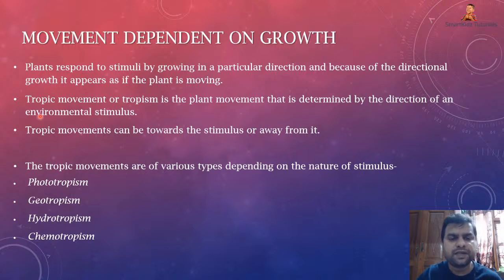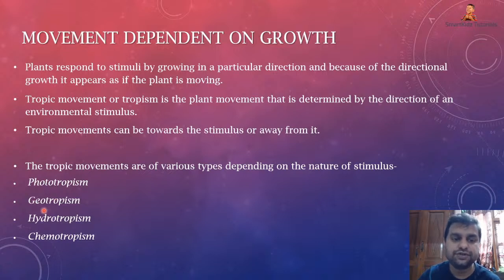So tropic movement, or tropism, is the plant movement that is determined by the direction of an environmental stimulus. And we'll see there are different examples. We have 4 different ones. Tropic movements can be towards the stimulus or can be away from it. Now we have tropic movements of various types depending on the nature of the stimulus, and we have 4 of them: phototropism, geotropism, hydrotropism, and chemotropism. And we look into each one of them.